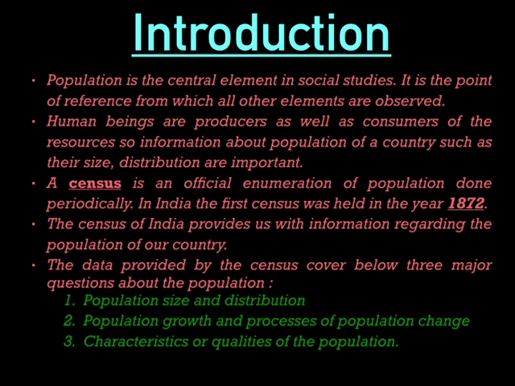The data provided by the census cover three major questions about the population. They are: first, the population size and distribution. It means how many people are there and where they are located. Second, the population growth and processes of population change. Means how has the population grown and changed throughout time. The last is characteristics or qualities of the population. It means what are their age and sex composition, their literacy levels, their occupations, and the health conditions of the population.